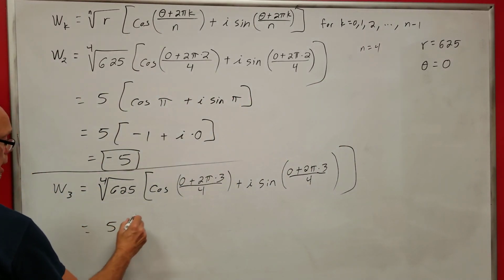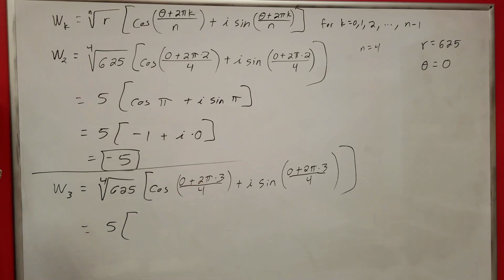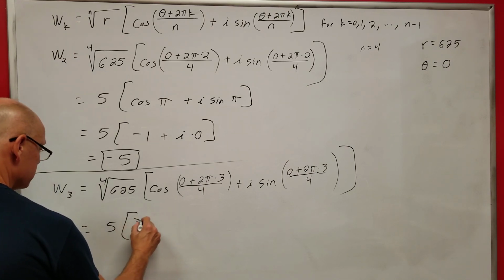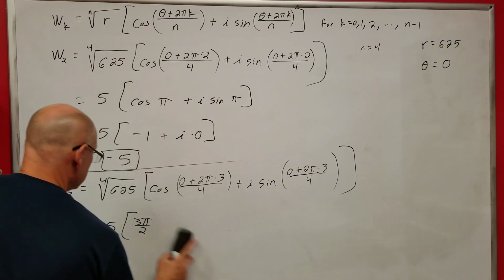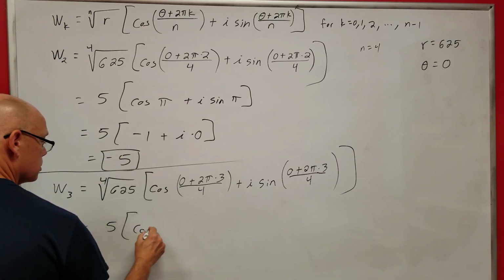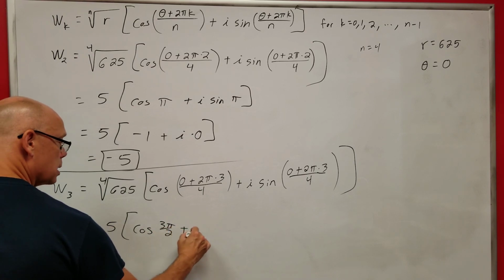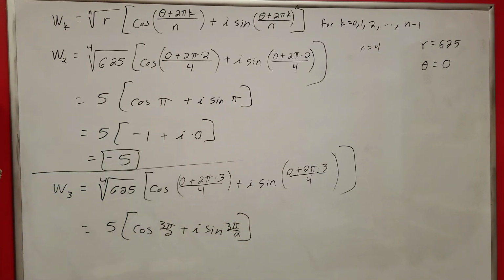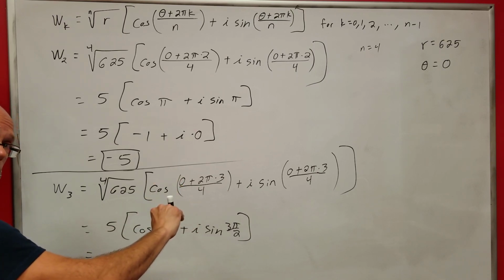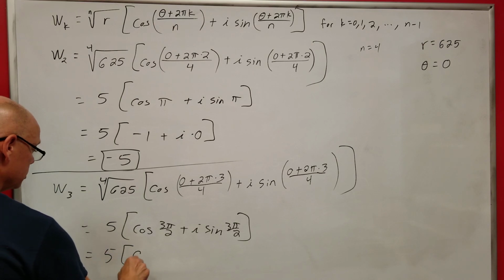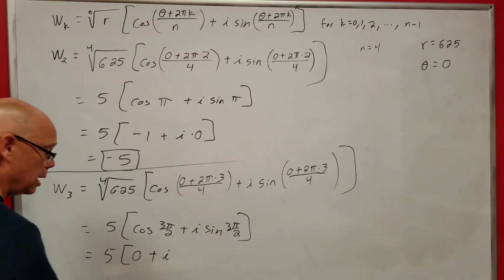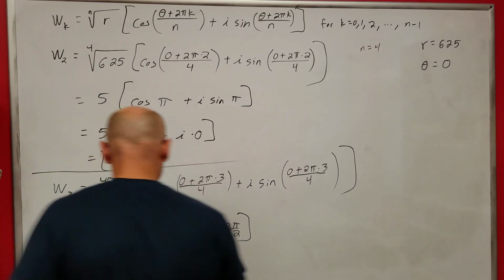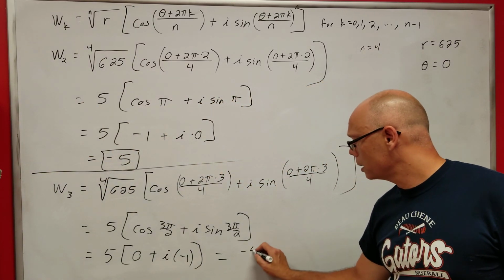All right, see, I said this was 5. This is what? 6 pi over 4? What's 6 pi over 4? 3 pi over 2? I need my cosine, right? Cosine of 3 pi over 2 plus i sine of the same thing, 3 pi over 2. All right, so what's the cosine at 3 pi over 2? Cosine is 0, right? Plus i, what's the sine of 3 pi over 2? Negative 1. So if I distribute that 5, what do I get? Negative 5i.